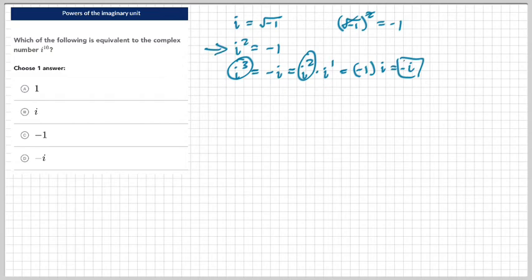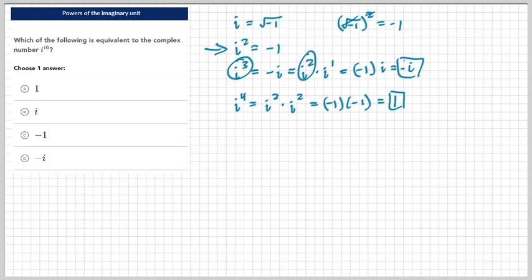The first guy that I like the most is this one, i to the fourth. And the reason why I like him is because I can split him up to be i squared times i squared. And i squared is negative 1. And what is negative 1 times negative 1? Uno. So the pattern is positive i, negative 1, negative i, positive 1.